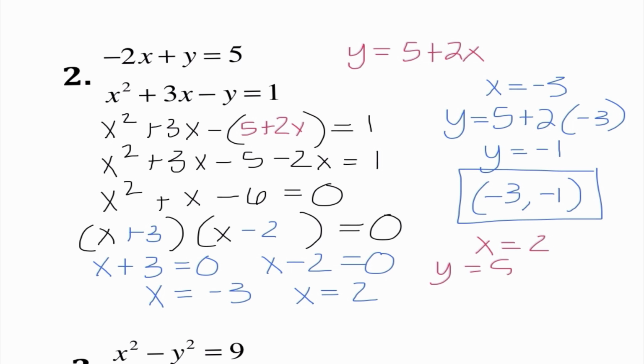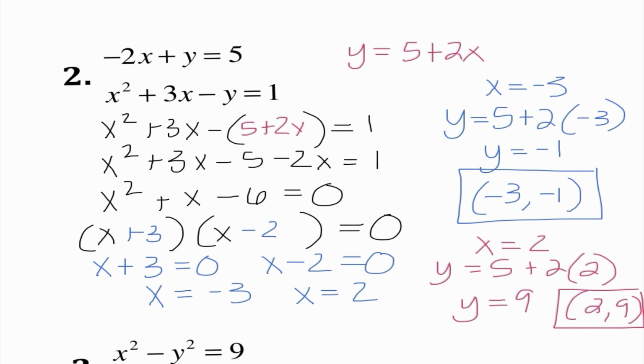I also need to see what our y value is when x is 2. And I would get y equals 5 plus 2 times 2. So y is equal to 9. So 2, 9 is my other ordered pair. And let's check that. -4 plus 9 is 5. 4 plus 6 is 10, minus 9 is 1. So these would be our 2 solutions using substitution.